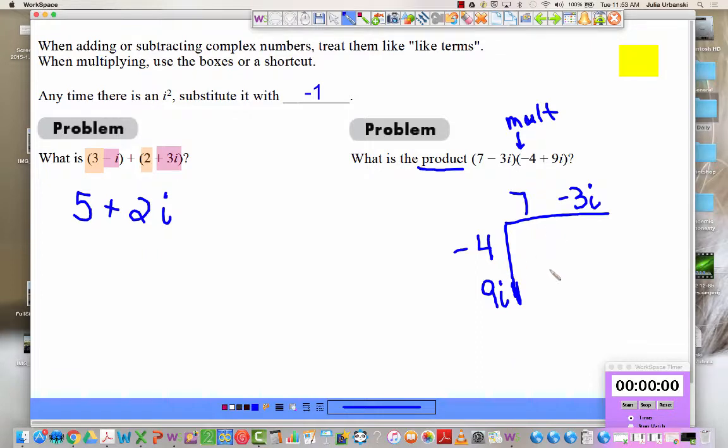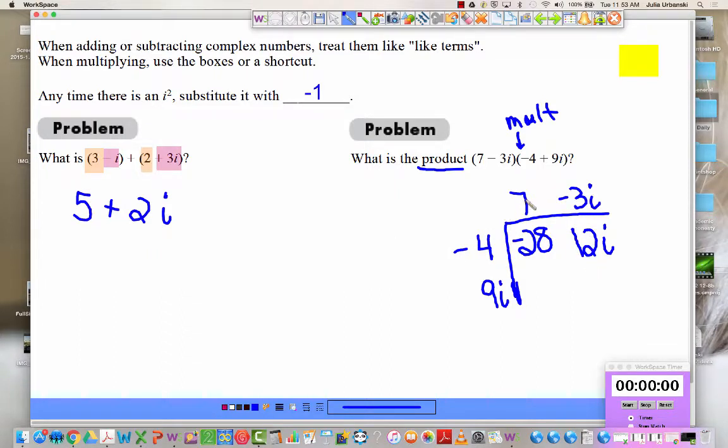When we do our multiplying, it's just like the boxes. You have your -4 times your positive 7, and you get -28. You have your -4 times your -3i. Treat that i like a variable. What do you got? -4 times -3 is positive 12i. Wait, what? Yep. Remember the boxes. -4 times -3i became positive 12i.